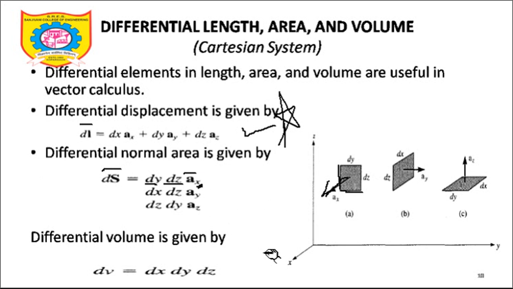I will use a different color marker. Now you tell me which one is varying. I am moving along the z axis, so z is varying. I am moving along the x axis, so x is varying. So dx dz: it is having variation along x and variation along z. This must be an xz plane. There must be a unit vector perpendicular to this, so it is ay bar.